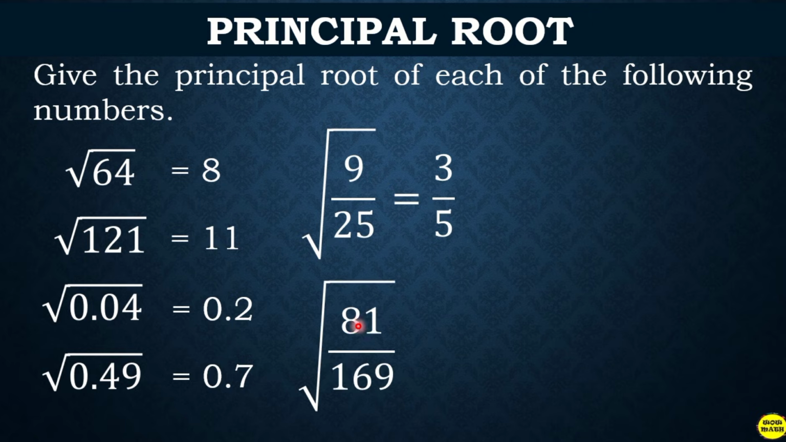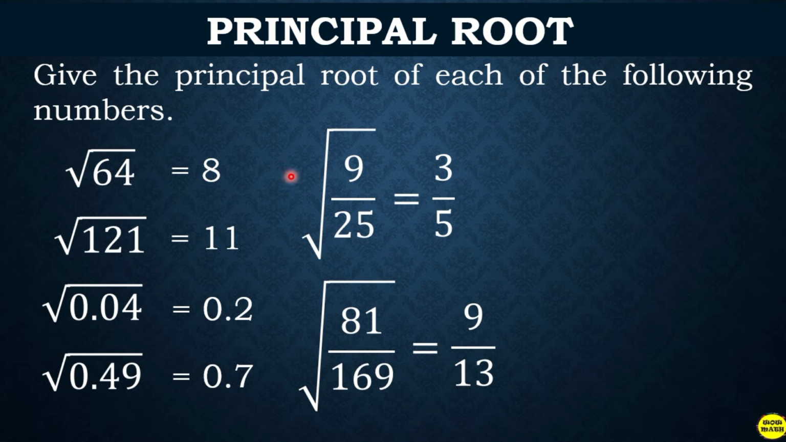Next, I have square root of 81 over 169. So, square root of 81. Itong 81 is a perfect square, and that is 9 because 9 times 9 is 81. And then 169, this is also a perfect square. So, this is 13. So, this is 9, this is 13. So, the square root of 81 over 169 is 9 over 13.